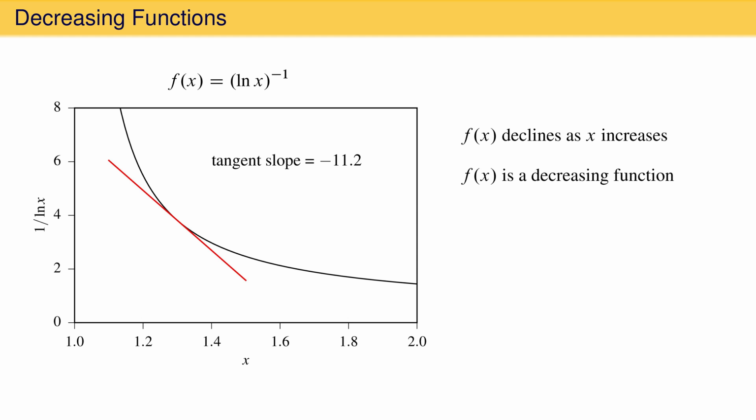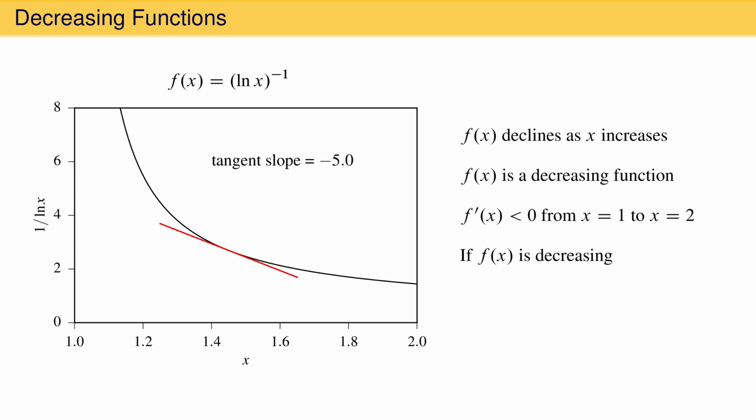Examining the derivative of this function at a series of points shows that the slope is always negative, meaning the derivative of the function is negative on this interval. Whenever a function is decreasing on an interval, the first derivative of the function will be negative on that interval. Likewise, if the first derivative of a function is negative on an interval, you can be assured that the function is decreasing.